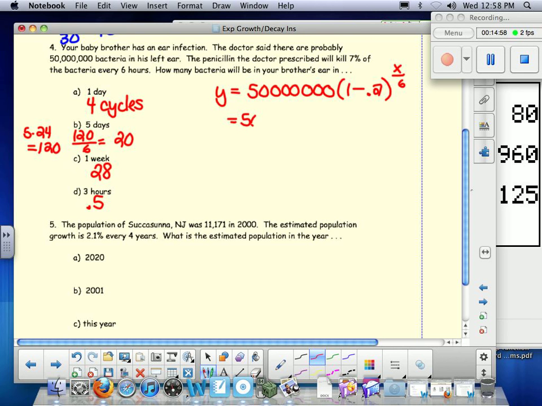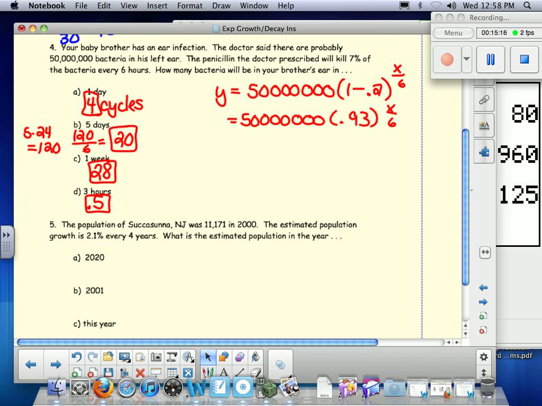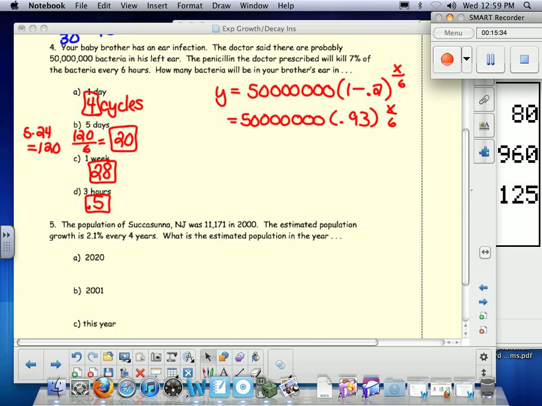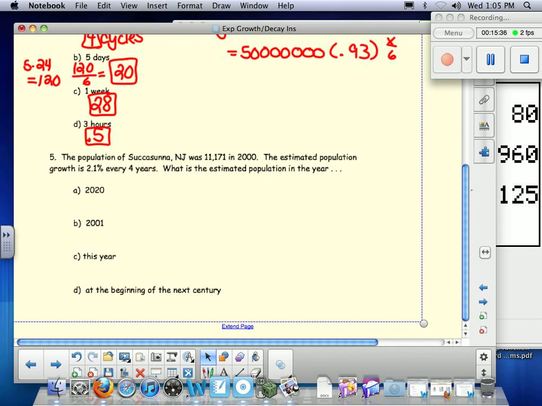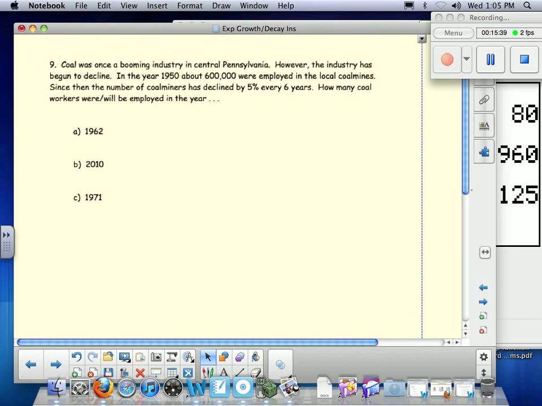So what about the x over 6? The x over 6 thing we already did right here when we figured out how many cycles it's going to go through. Okay, but in our formula, we would still write it. Okay, to the handy dandy calculator we go. Remember, these are bacteria in your brother's ear. So the scientists are going to say, don't round. And the math teacher is saying, but it doesn't make any sense. Okay? Darn it.